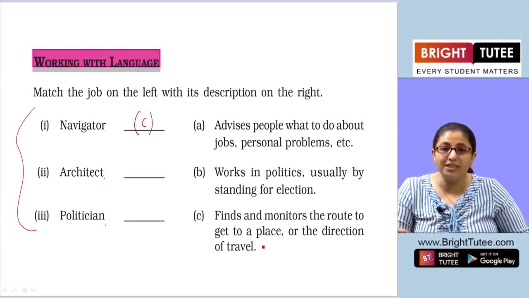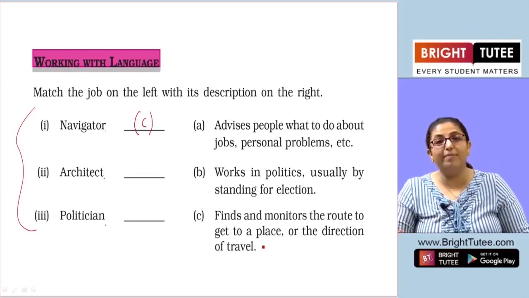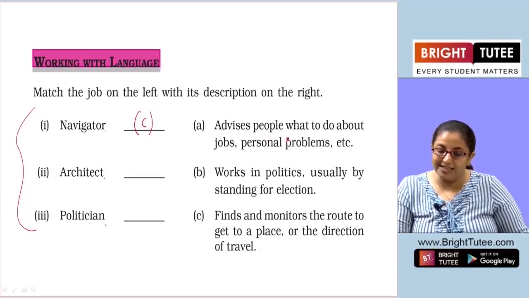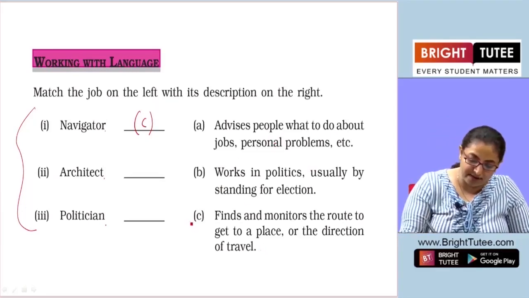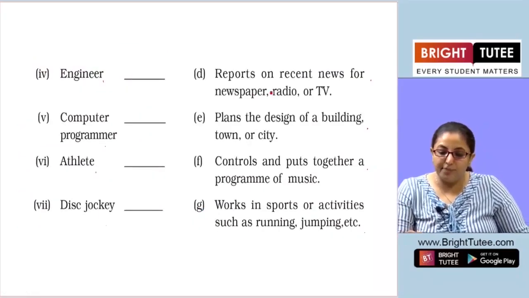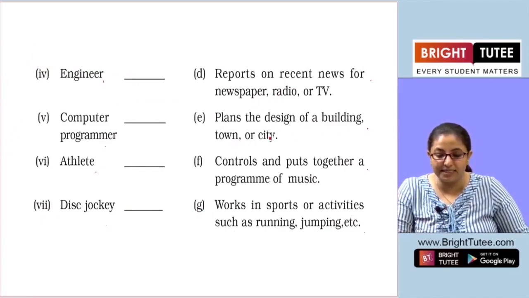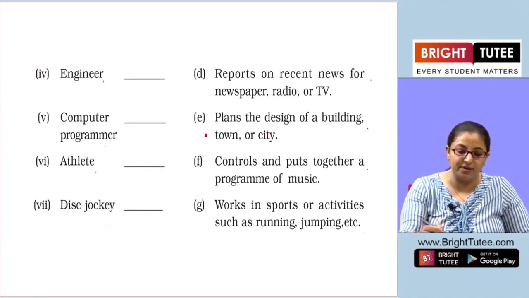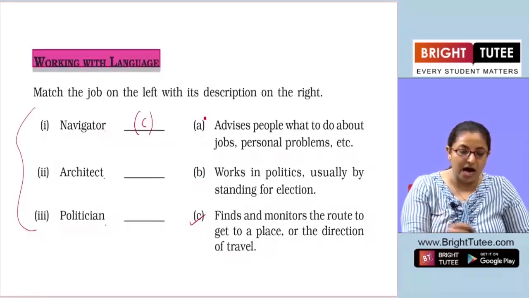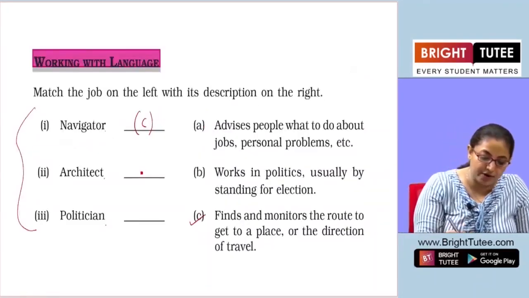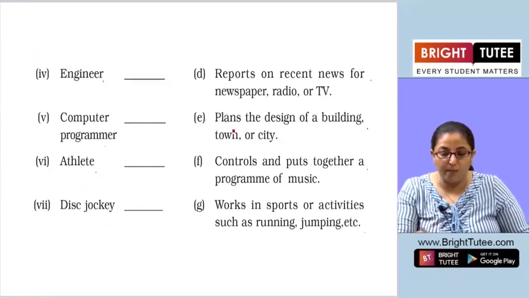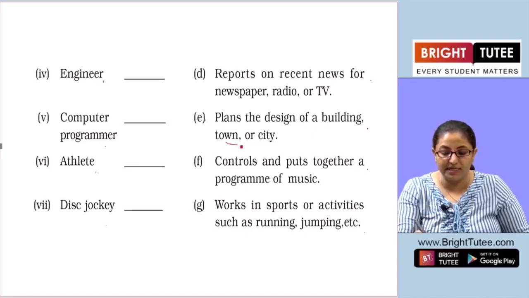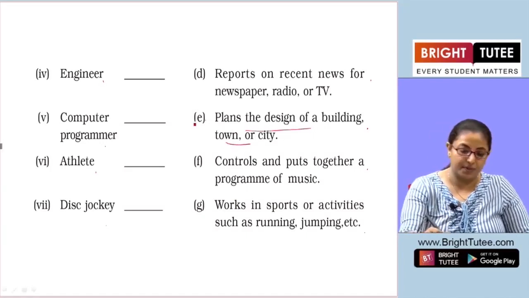Next, architect. What does an architect do? Who is an architect? Who builds buildings. So let's see, advises people what to do about jobs? No. Works in politics? No. This we have already done. Reports on recent news? No. Plans the designs of a building, city or town. This would be the right answer for an architect. So this is E. We'll write E here. An architect is a person who plans the design of a building, town or a city. This is done.